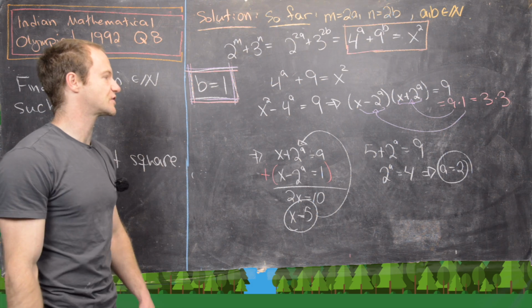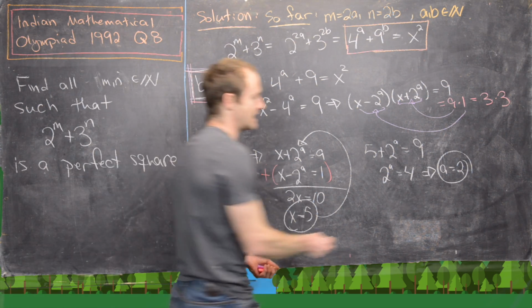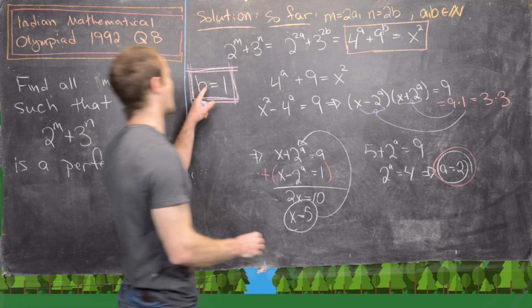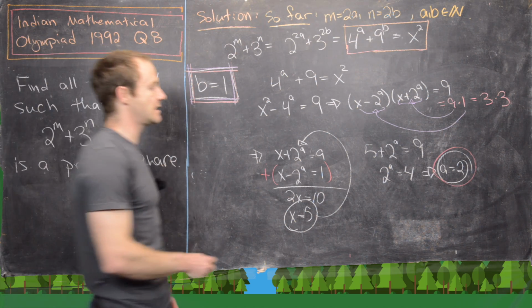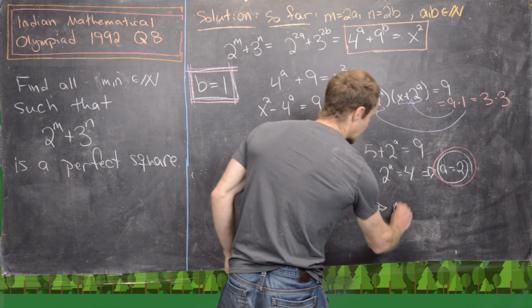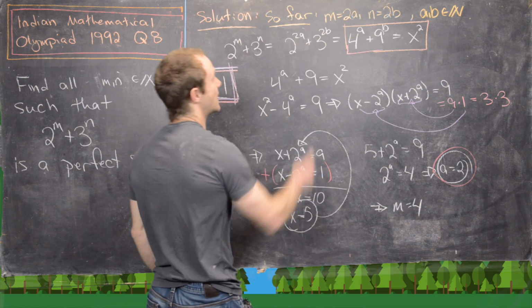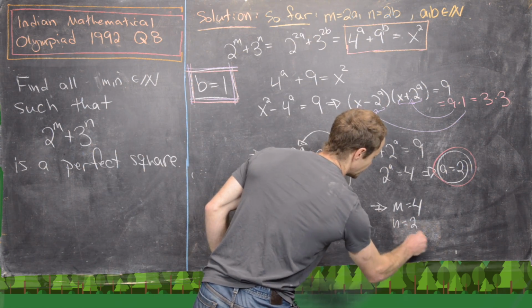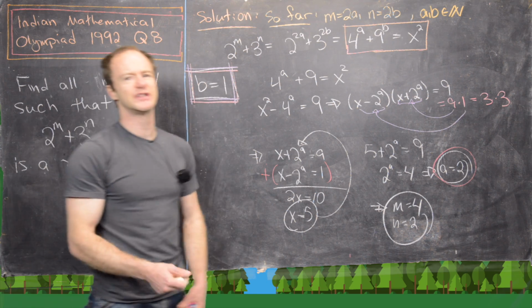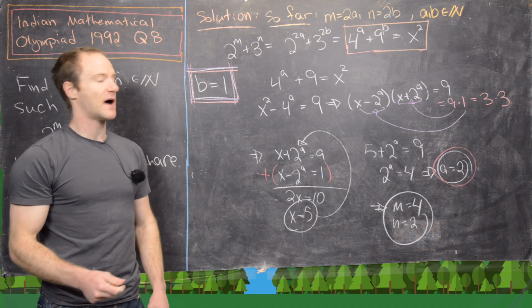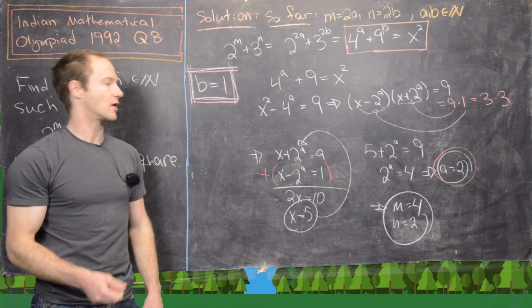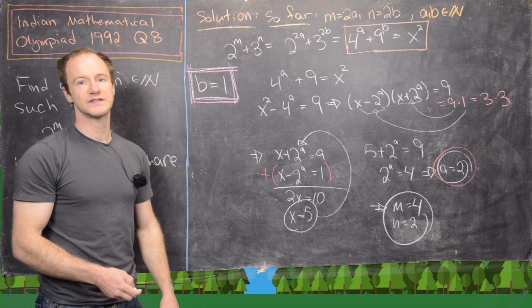Great, so it turns out there's only one solution, and that is when a equals 2 and b equals 1. In other words, when m equals 4 and when n equals 2, which happened to be the solution that we already knew by the Pythagorean theorem on a right triangle. Okay, so this is a good place to stop.